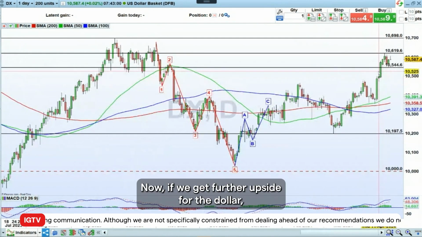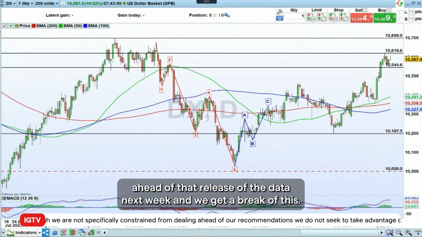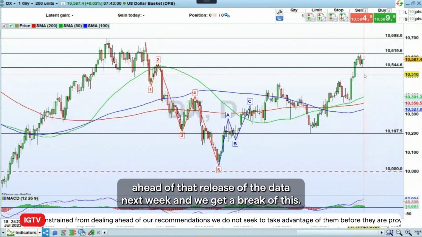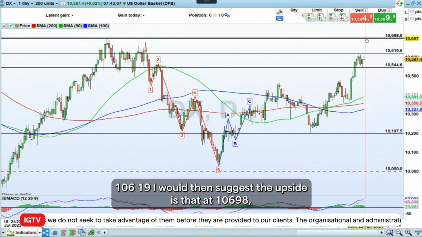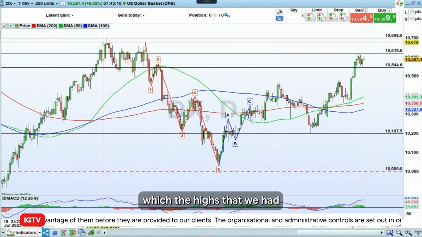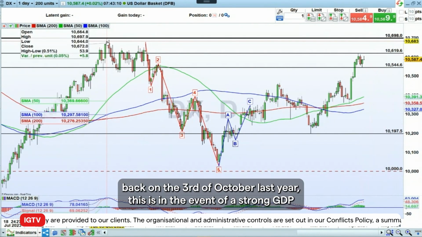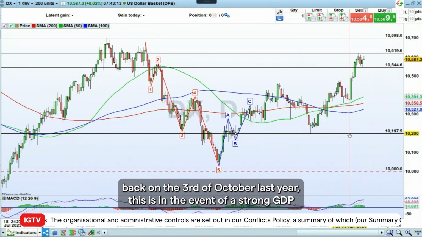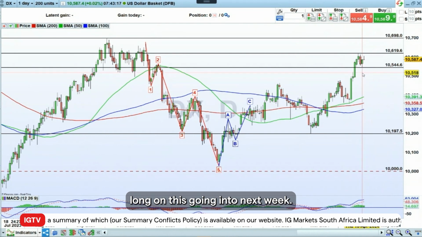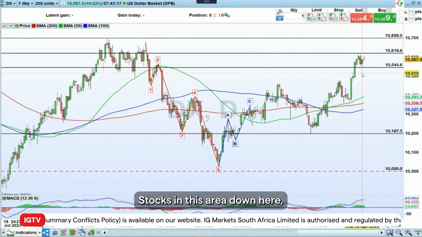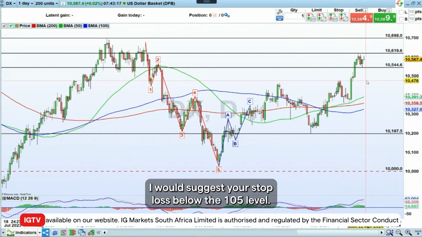Now, if we get further upside for the dollar ahead of that release of the data next week and we get a break of this 106.19, I would then suggest the upside is then at 106.98, which was the highs that we had back on the 3rd of October last year. This is in the event of a strong GDP print, of which risks show potentially we could well see. If you are long on this going into next week, stop goes in this area down here. I would suggest your stop loss below the 105 level.